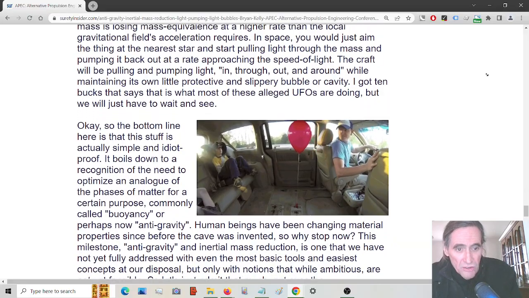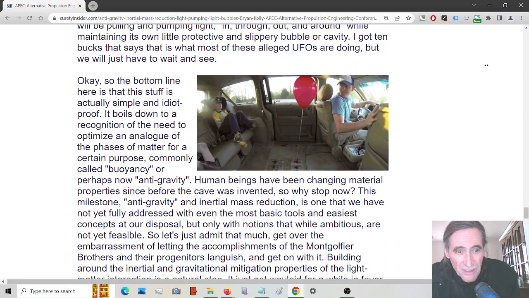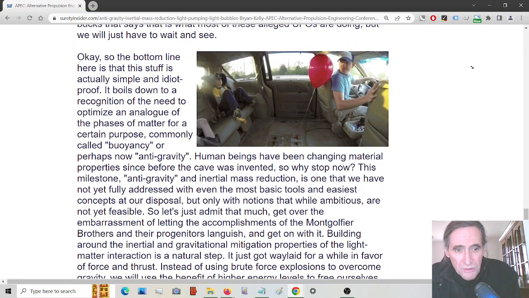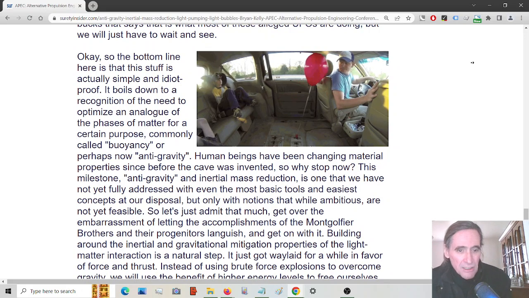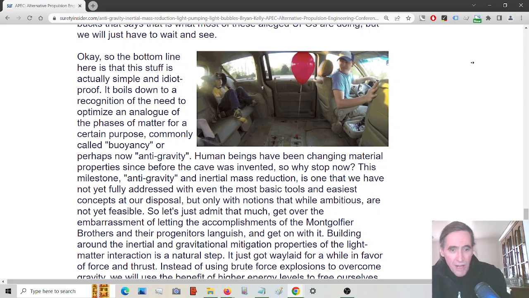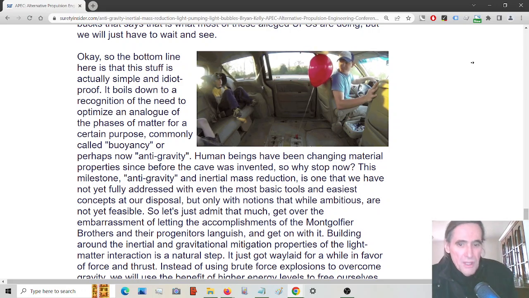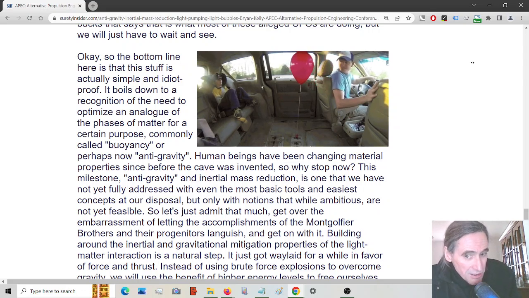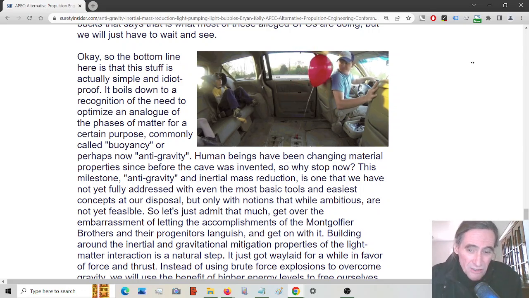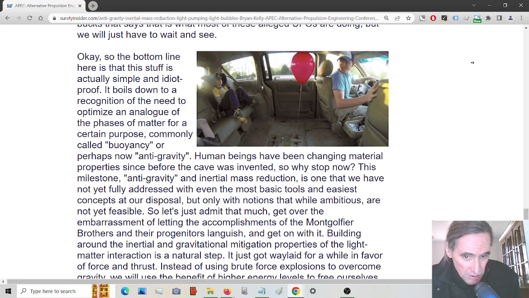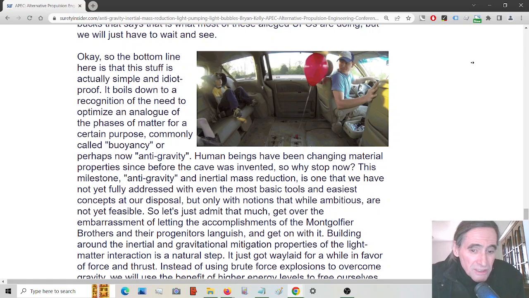Okay, so the bottom line here is that this stuff is actually simple and idiot-proof. It boils down to a recognition of the need to optimize an analog of the phases of matter for a certain purpose, commonly called buoyancy, or perhaps now anti-gravity, in quotes. Human beings have been changing material properties since before the cave was invented. So why stop now? This milestone, anti-gravity and inertial mass reduction, is one that we have not yet fully addressed with even the most basic tools and easiest concepts at our disposal, but only with notions that, while ambitious, are not yet feasible. So let's just admit that much.